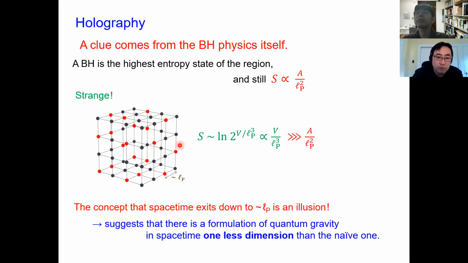So you may think, oh no, why not just put material on all these sites? What's wrong with that? And if you try to do that, way before filling up all these sites, the black hole forms. And if you want to add one more particle, the black hole simply becomes bigger. Okay? So you don't have this kind of classical space-time down to this short length. That's just an illusion. Quantum field theory is terribly overcounting degrees of freedom.